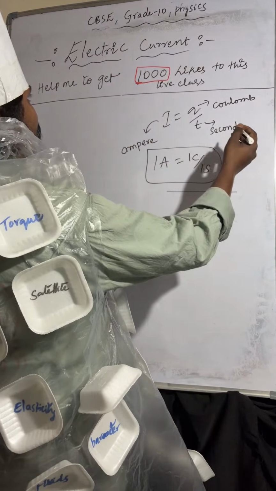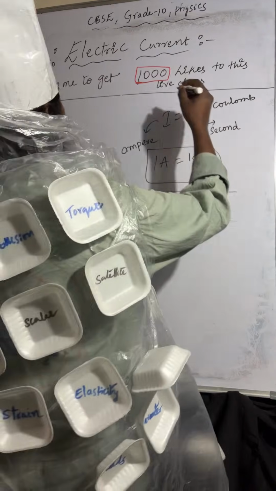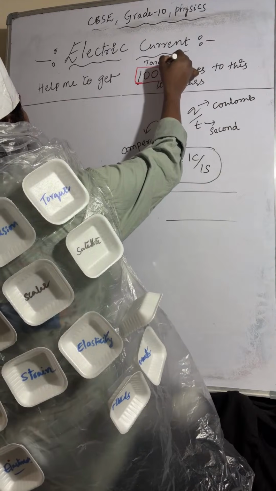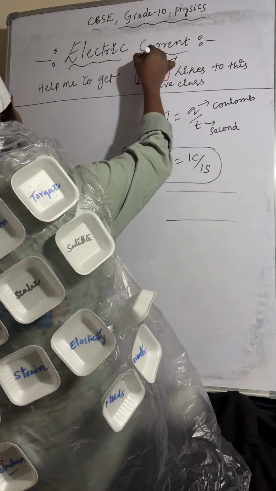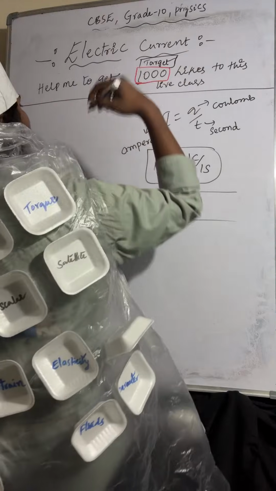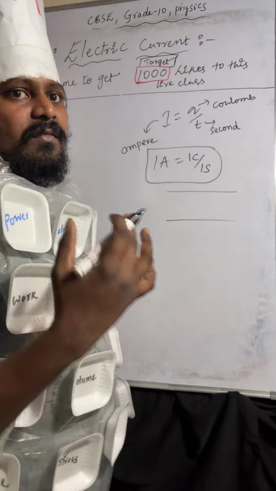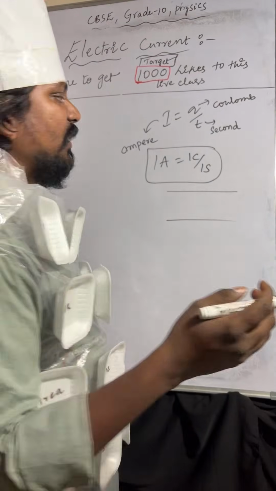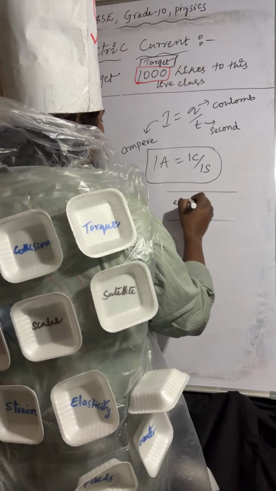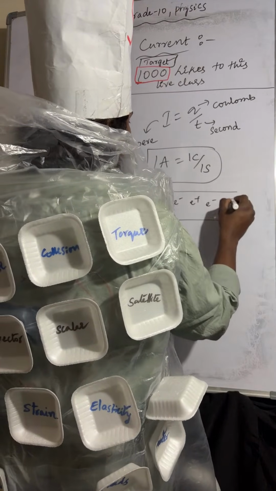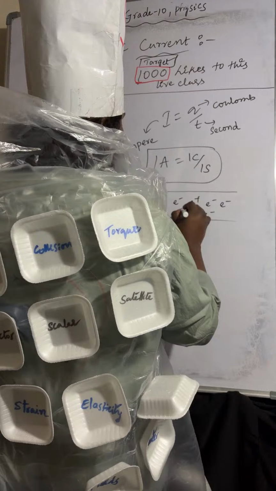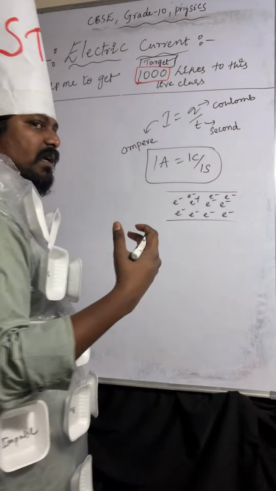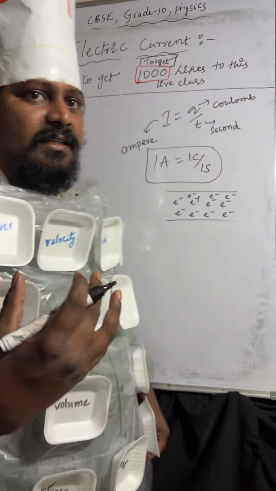So 1 ampere equal to 1 coulomb per 1 second. If only 1 electron flows, we can't say current is flowing. Only 2 electrons flow, we can't say current is flowing. When a large number of charges, a number of electrons, are moving, then only we can say current is flowing.